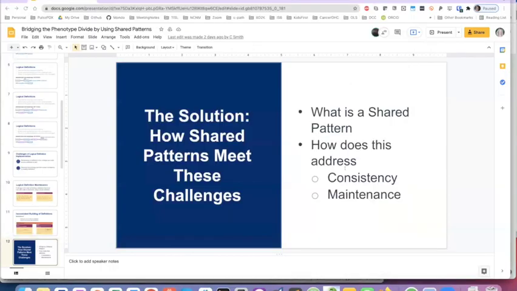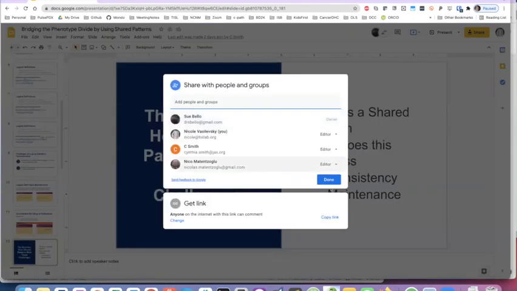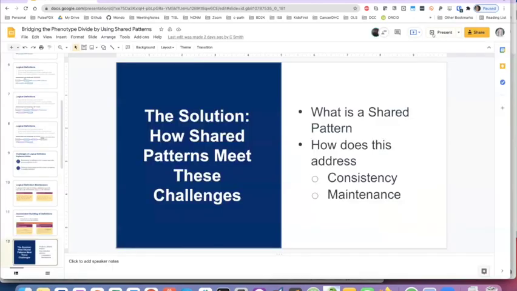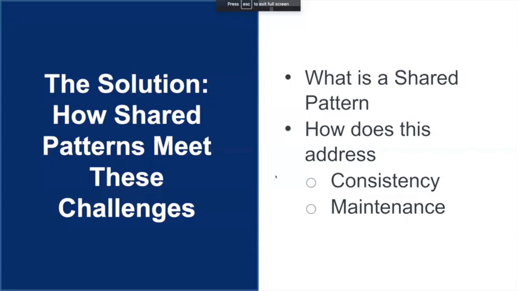Right, thanks, Sue. Yeah, so the solution that we came up with was this shared pattern strategy where we implemented these shared patterns across all the different ontologies that we were trying to align. And I'll tell you about how this works and how we feel like this solution helps us address the issues that we had with maintaining consistency between and within the ontologies, and then just the overall maintenance of the ontologies.